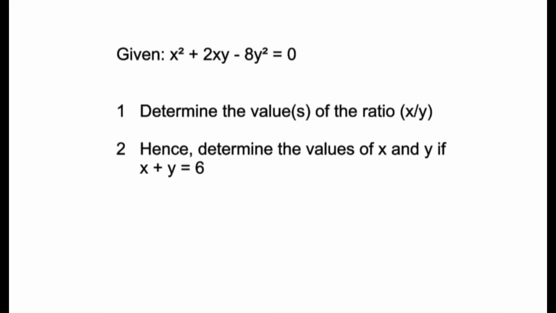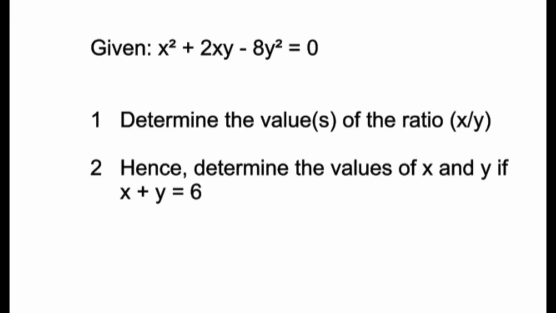So we have this question. It says, given x squared plus 2xy minus 8y squared equals 0. Now, the first question asks us to determine the values of the ratio x over y. To answer this, we need to take a closer look at what is given.